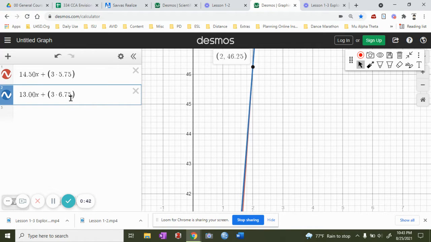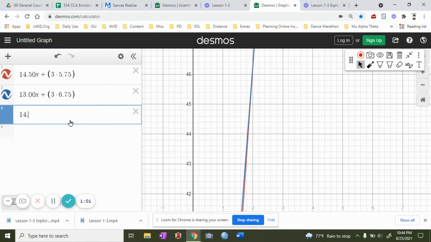The second theater, $13 per ticket, and then 3 tubs of popcorn at $6.75 apiece. So what I did was, in a way, set them equal to each other.